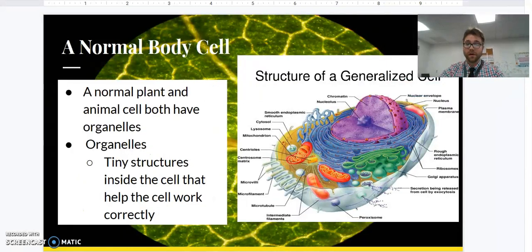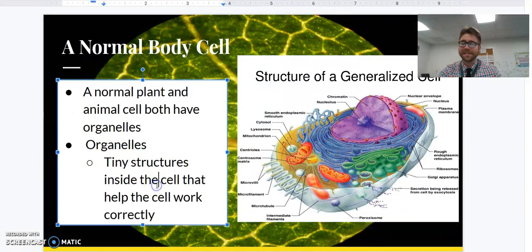A normal body cell or a plant cell both have organelles. Organelles are those tiny things inside of the cells that make the cell work. They all have different jobs, and they help the cell accomplish the different functions that it has. So our official definition for organelles is: they are tiny structures, they're inside the cell, and they help keep the cell working correctly. You can see we have a lot here.